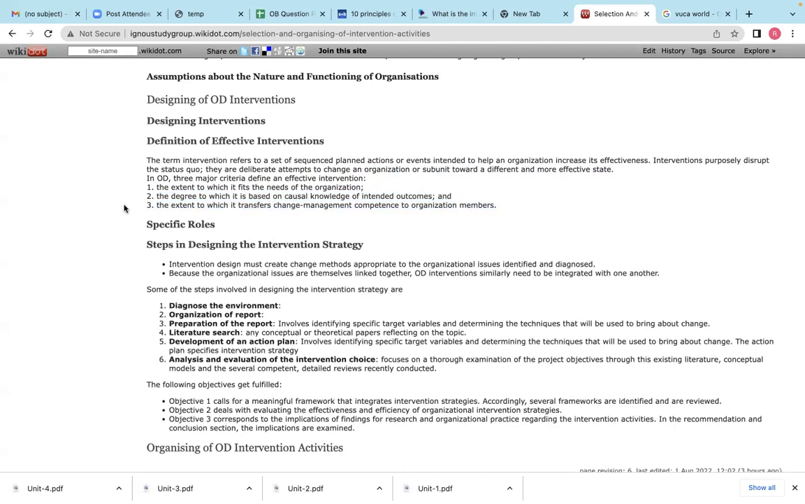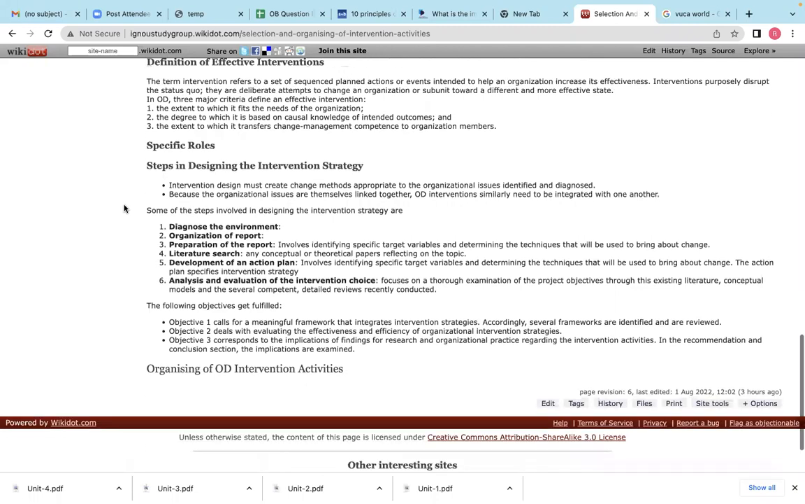So this is also a repetition from unit 1. There is a lot of overlaps between unit 1 and unit 2. Okay, so this is another overlap that we have. And now we are going into steps of designing intervention.